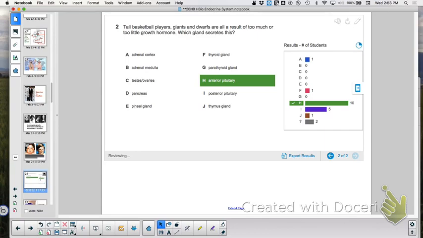And F, thyroid gland. No, what's the thyroid gland about? Your metabolism. Now, if your metabolism is really slow, you will not grow. Okay? But that's not going to make tall basketball players. What's I? Post-pit. No. What 2 hormones come out of the post-pit? Oxytocin and ADH. Okay? All right.